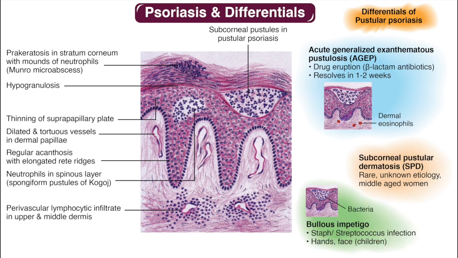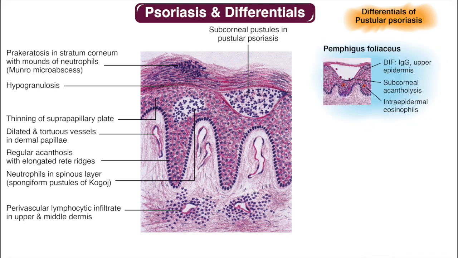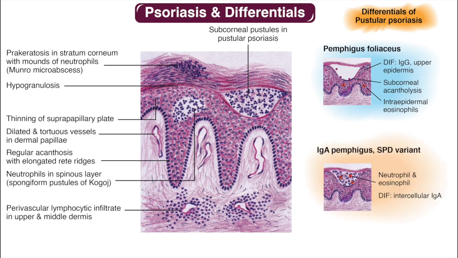Bullous impetigo is commonly due to staph or streptococcal infections that affect hands and face of children. Pus culture and the presence of bacteria in the bullae help in diagnosis. Pemphigus foliaceus displays subcorneal acantholysis, intraepidermal eosinophils. Direct immunofluorescence shows intercellular IgG in superficial epidermis. In IgA pemphigus SPD variant, blister cavity contains both neutrophils and eosinophils. DIF demonstrates intercellular IgA.